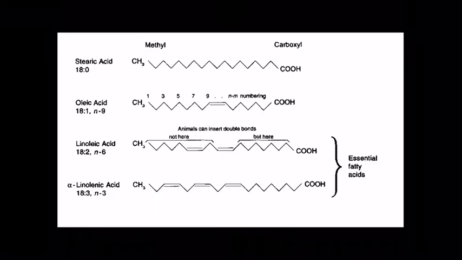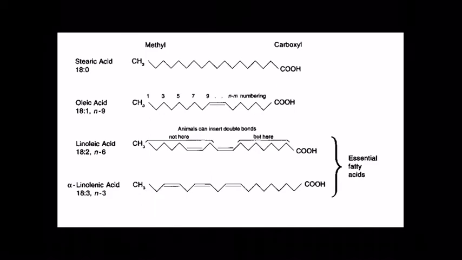If you look at this nomenclature on the left, you can see the names of each of these fatty acids. Stearic acid has 18, then a colon, then a 0. The 18 means it's 18 carbons long, and the 0 means there are no double bonds. Oleic acid is 18 carbons long, it has the colon, and then a 1. That 1 means there's 1 double covalent bond, and then it has an N9, which means omega 9, so that double bond is at the number 9 carbon. We call that an omega 9 fatty acid.